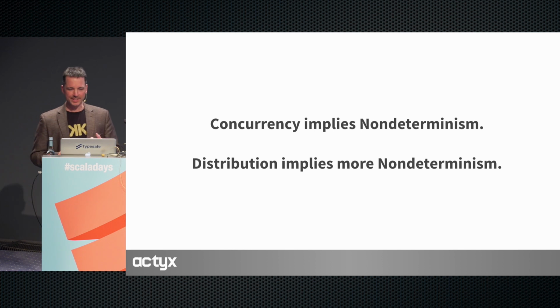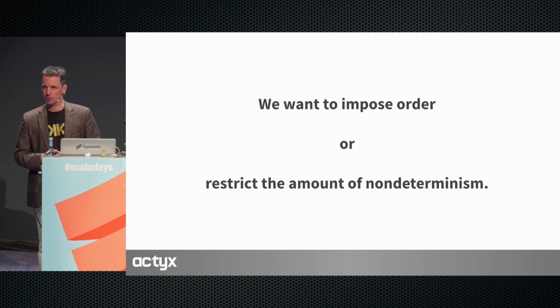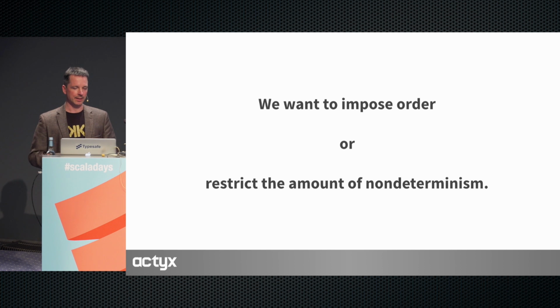So, yeah, how do we deal with this? In the end, what we want to do is impose order. We cannot order all the things, we know that, but we want to impose as much order on the system as we can, to understand as much of it as we can, and then be as confident as we can that we do the right thing. So we want to restrict the amount of non-determinism.